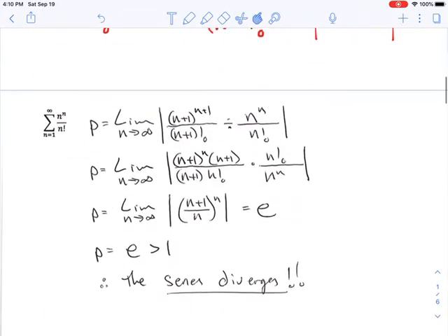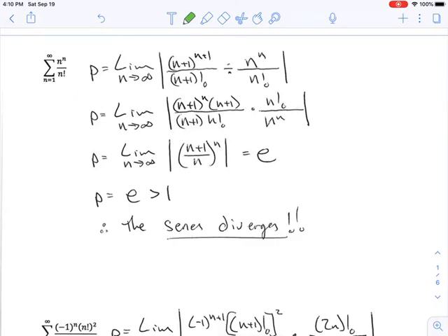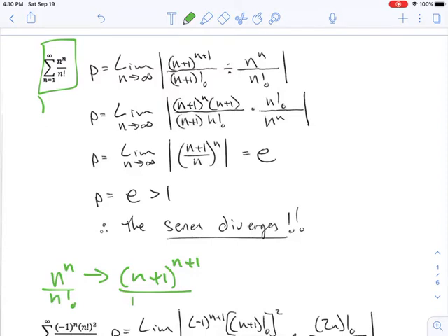Next up, we have this series. And so again, for n to the n, every time there's an n, we add 1 to it. So we have to add 1 to the base, n plus 1. And then we have to add 1 to the exponent, n plus 1. And then again, the n factorial in the denominator is just like the last one, n plus 1 factorial. And so that's where we get this from.